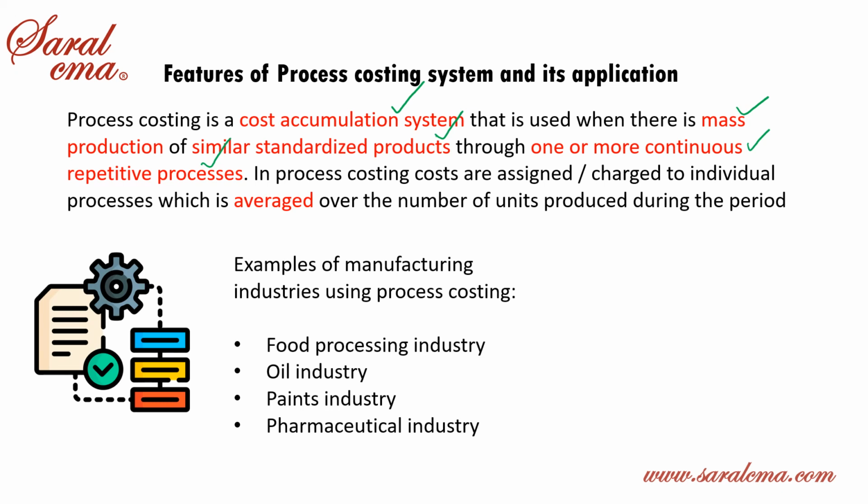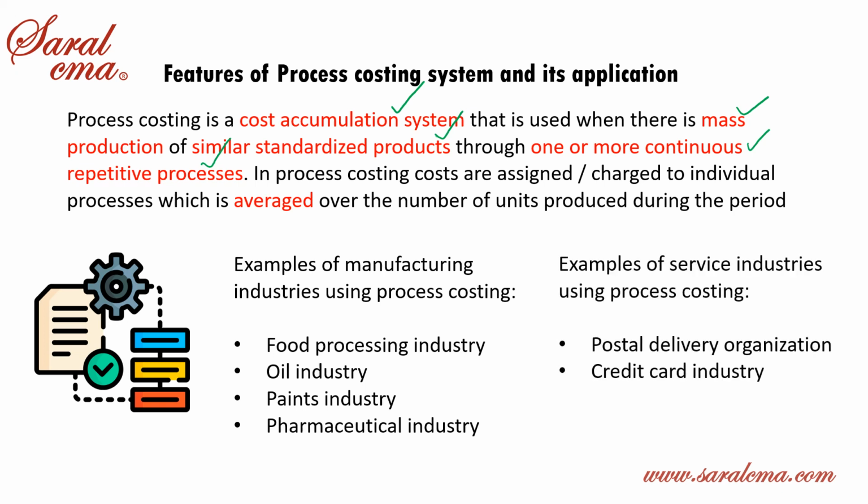Here are examples of the industries where process costing is used. It's used in the food processing industry, oil industry, paint industry, pharmaceutical industry, and so on. It's also employed in service industries such as postal delivery organizations, credit card industry, etc.